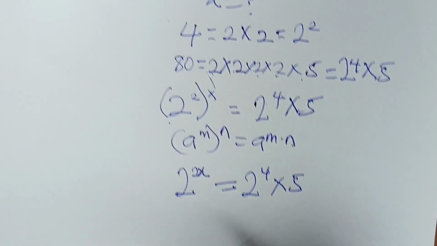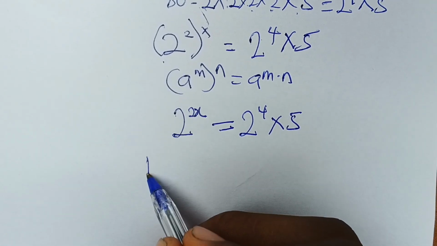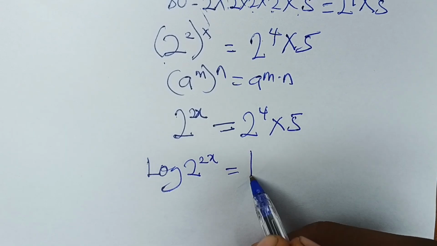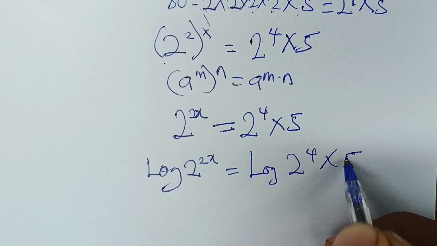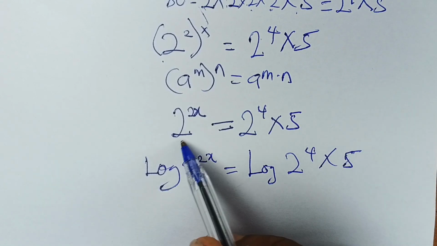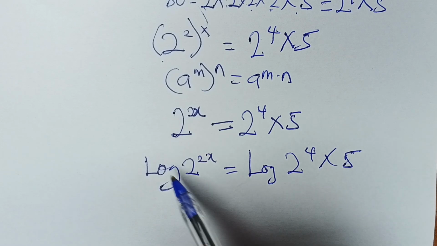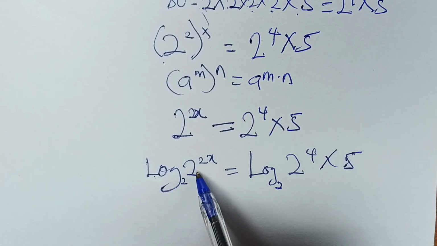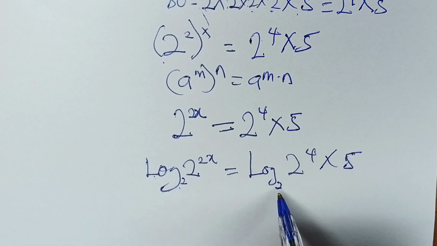Okay. Now, at this point, we can decide to take the logarithm of both sides. So we say logarithm of 2 to the power 2x is equal to logarithm of 2 raised to the power 4 times 5. Now this is the logarithm to the base 10 of both sides. But then to make our work easier, we're going to take the logarithm to the base of the number carrying the variable, and the number carrying the variable is 2. So take the logarithm to the base 2 of both sides, so that we have logarithm of 2 raised to the power 2x in base 2 is equal to logarithm of 2 raised to the power 4 times 5 in base 2.